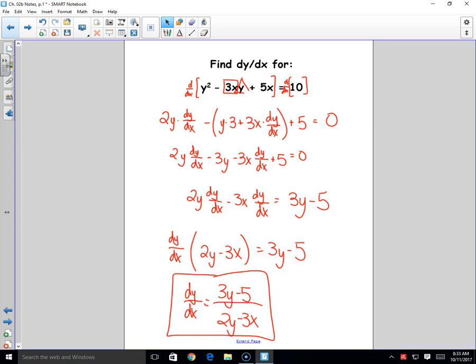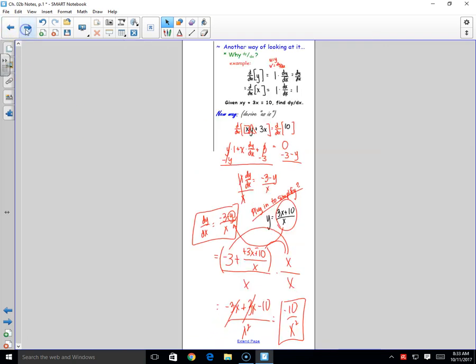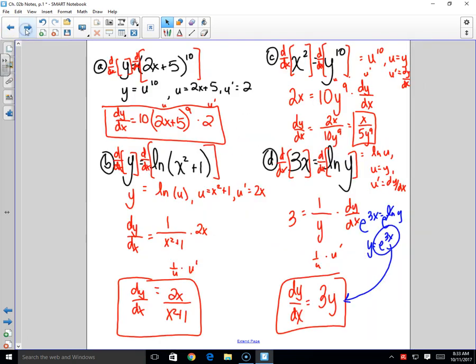Okay. That's the process. But where are you going to get most tricked? Probably right back here in the very beginning. Remembering that when you take derivatives, every time you derive anything with a y, you have to have a times dy dx.